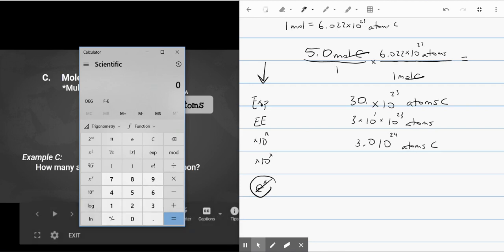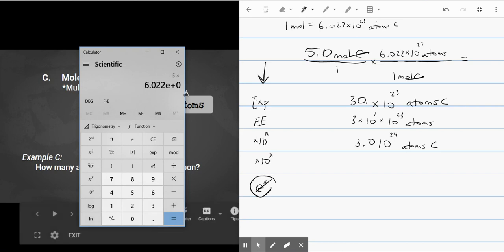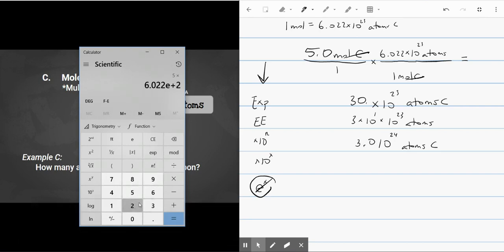So we had 5.0, which is just 5, times 6.022, and then I'm going to hit the EXP button. Okay, it says lowercase e, and I know I just warned you guys, but that's okay. That's just how this calculator shows it. And now we put the exponent of 23. Okay, so here's my exponent. Yours might have a capital E here. That takes the place of the times 10.